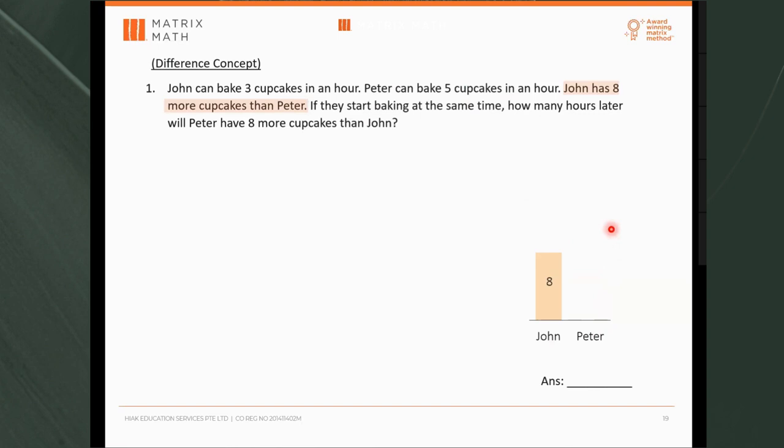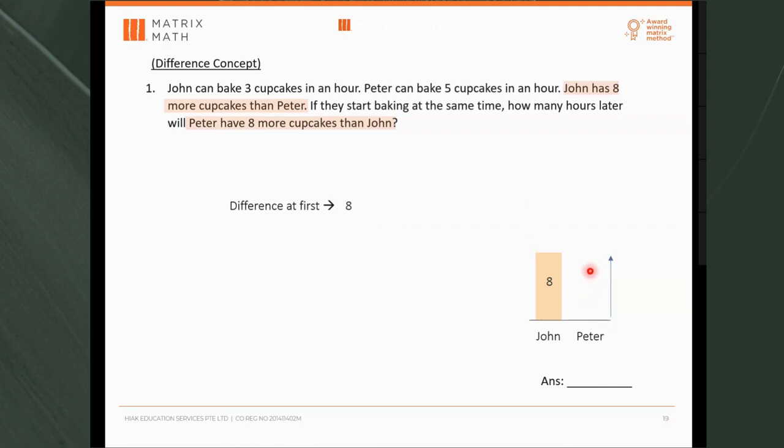But does Peter want to be the same as John? No, Peter wants to be even more than John. He wants to have 8 more than John. So the difference at first is 8. However, the total difference, the amount that he needs to catch up by in order to be 8 more than John, will be how much?